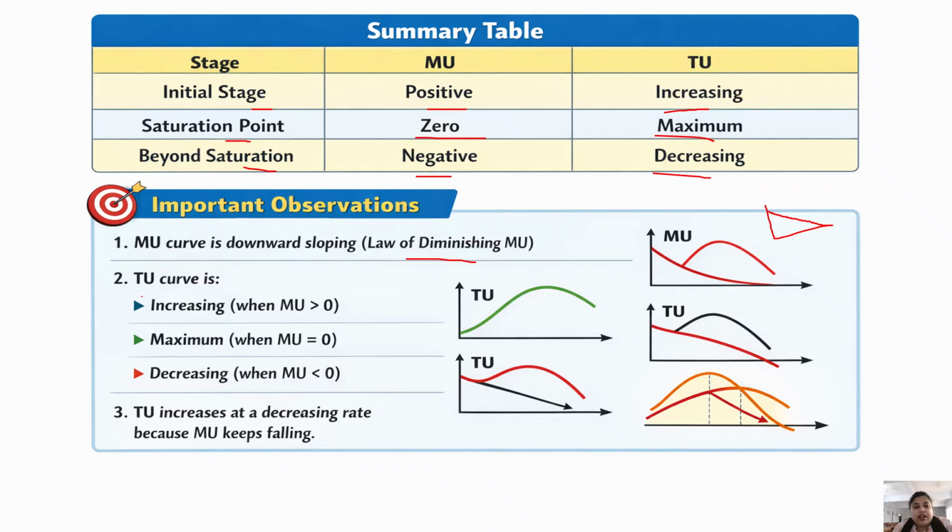The second is that the TU curve is increasing when MU is greater than 0. We have already seen that this is the point where MU is 0. When TU is maximum, MU is equal to 0. This is the saturation point, where TU is maximum and MU is equal to 0. The third is that when total utility is decreasing, MU is less than zero. These are the three stages in the TU and MU relation. So we can say that total utility increases at diminishing rates because MU keeps falling.